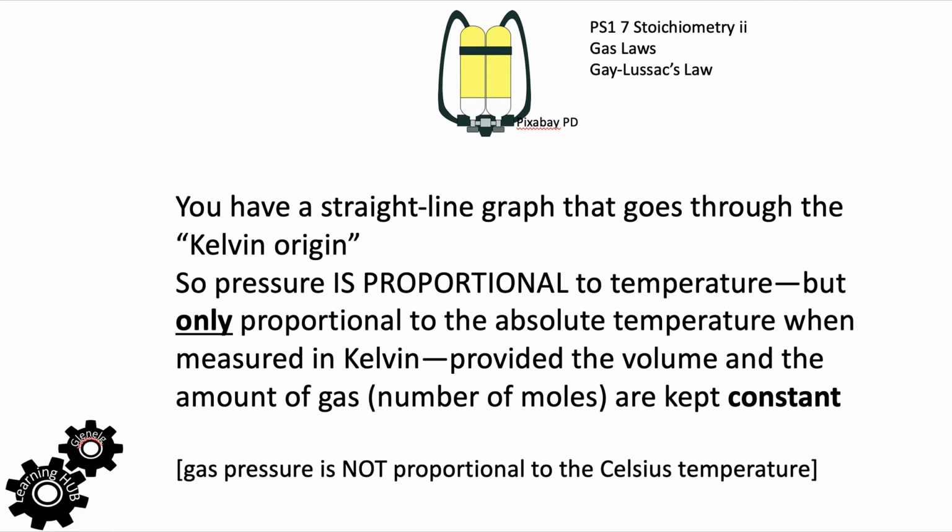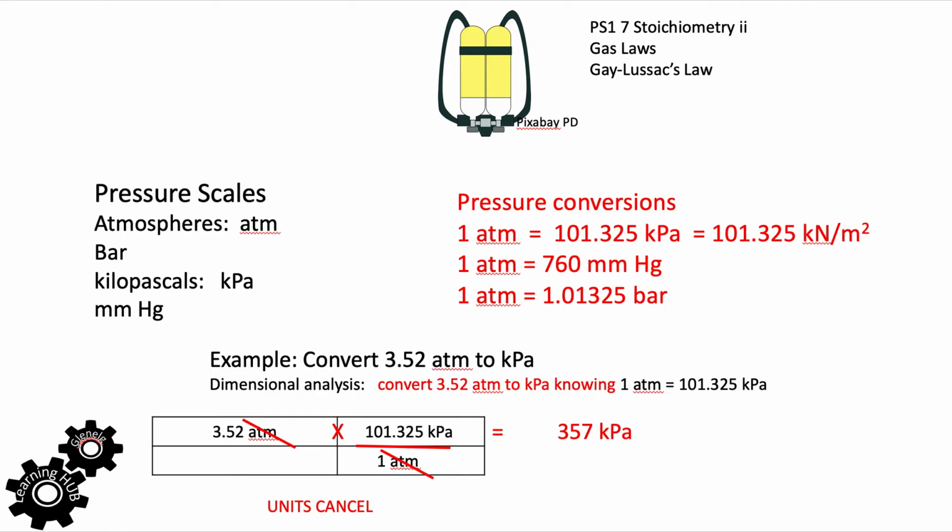And here are some other pressure scales: bar, kilopascals, millimeters of mercury, also inches of mercury as well. 1 atmosphere is about 29.3 inches of mercury. And look at the top one, conversion: 1 atmosphere is 101.325 kilopascals. And there's a conversion example below, 3.52 atmospheres.